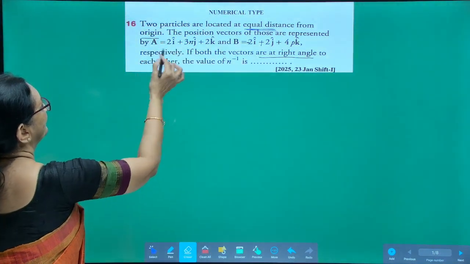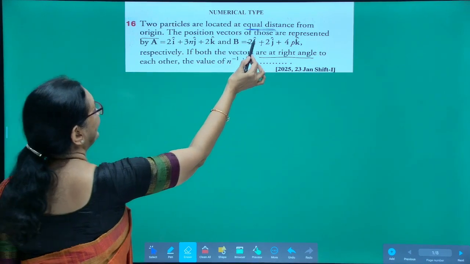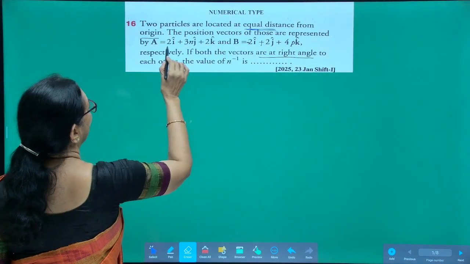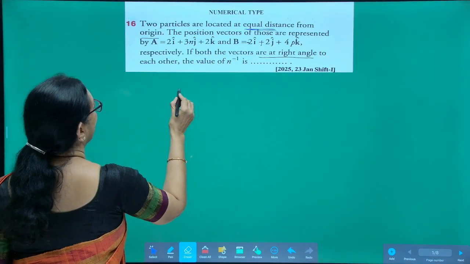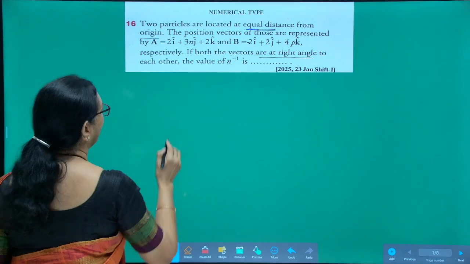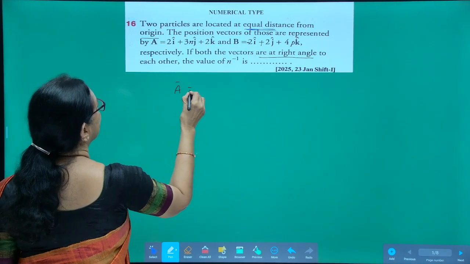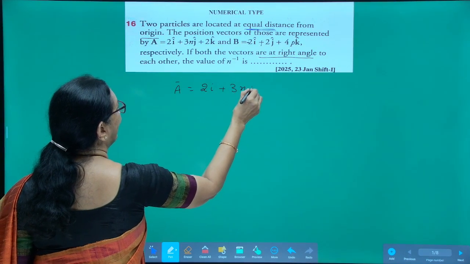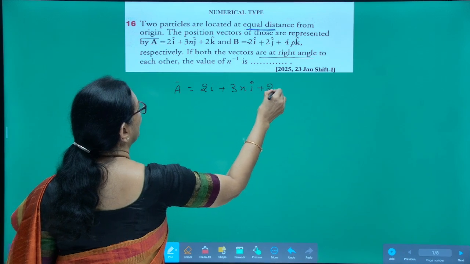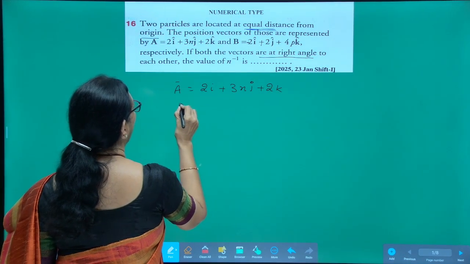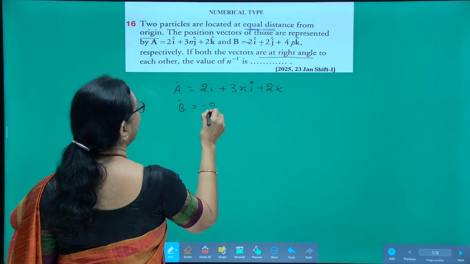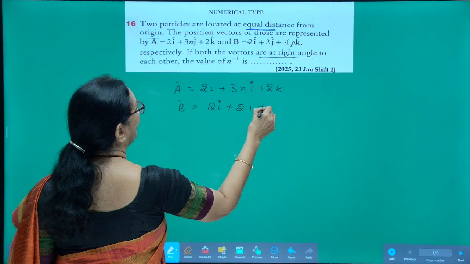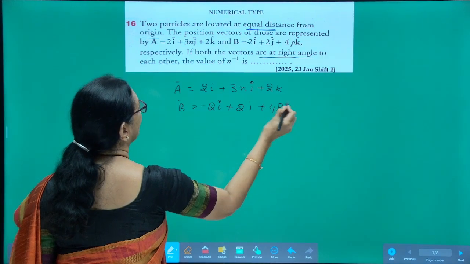Read the problem. Two particles are located at equal distances from the origin. Their position vectors are given like this. A bar is given as 2i plus 3nj plus 2k, and B bar is given as minus 2i plus 2j plus 4pk.